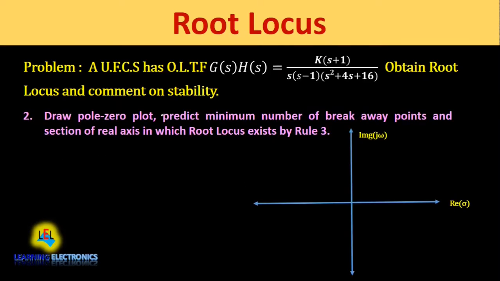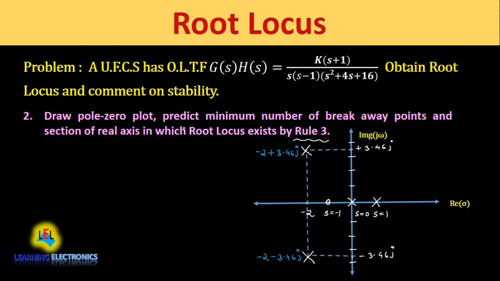Now the second step is to draw the pole zero plot, and predict the minimum number of breakaway points and the section of real axis in which root locus exists, by using rule number 3. This rule number 3 we had already studied in the previous classes. First we will draw the pole zero plot. This is our pole zero plot. We have represented all the poles and all the zeros present in this transfer function on this s plane.